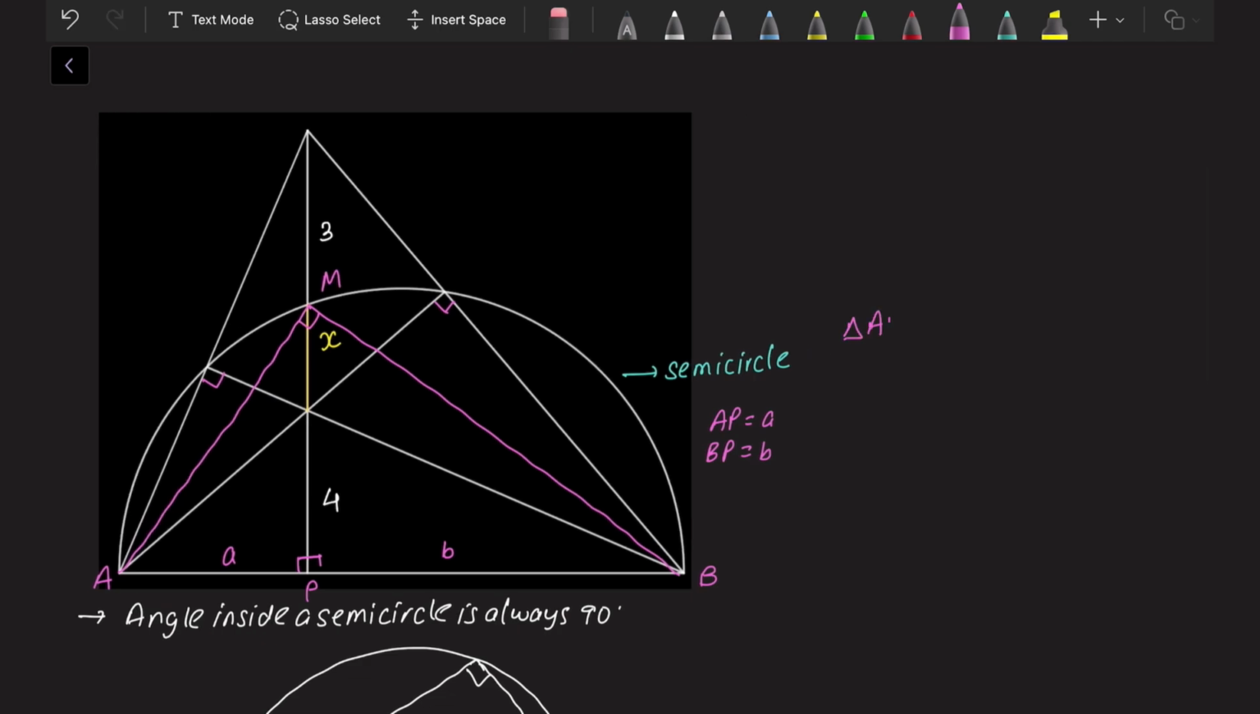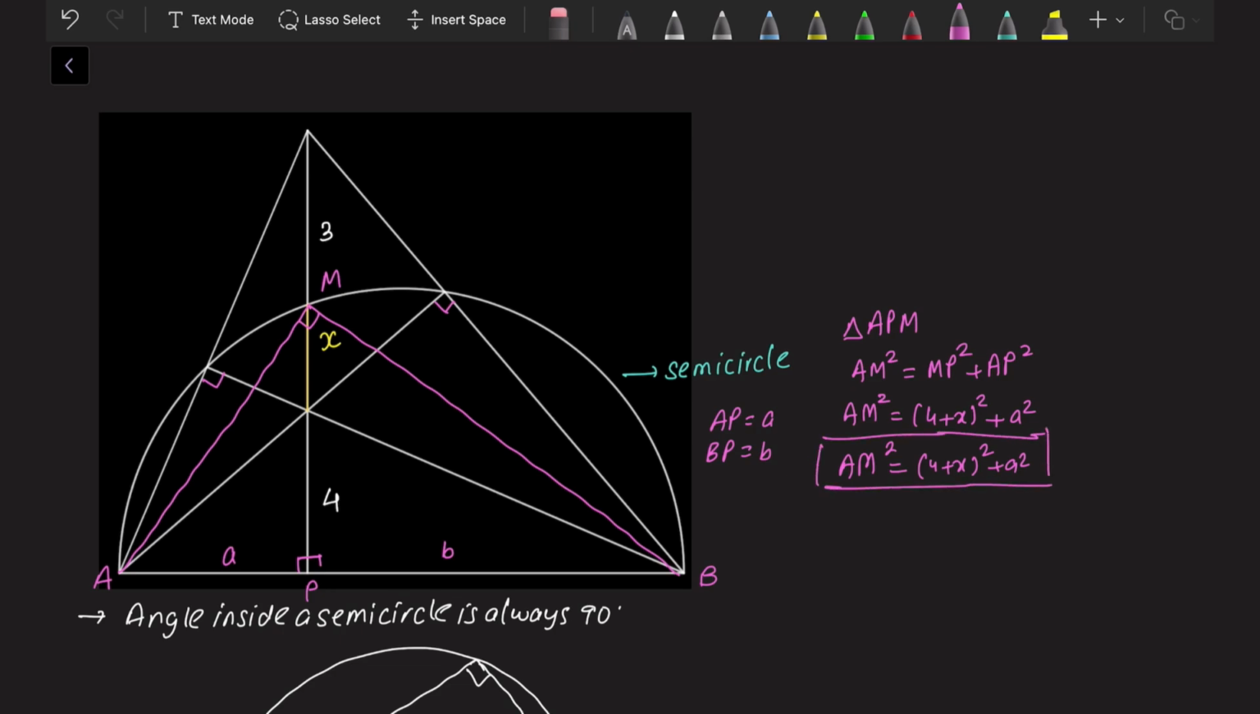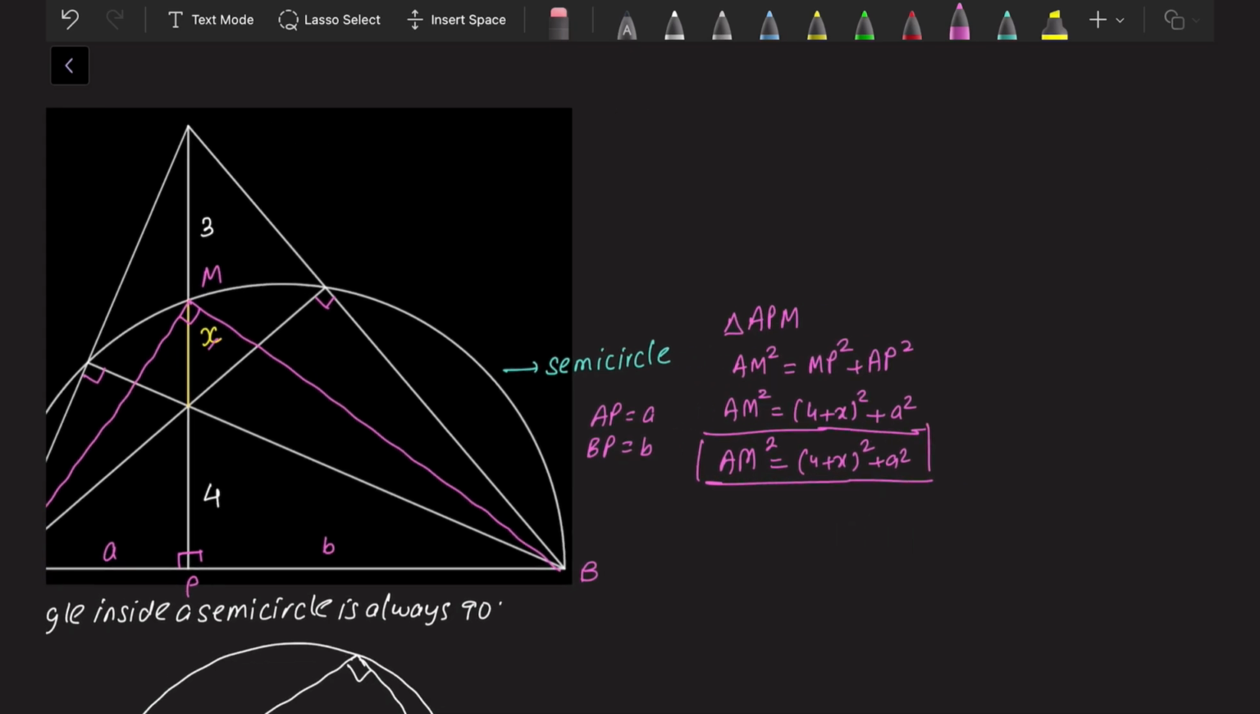So in the triangle APM, by Pythagoras theorem we have that AM square, the hypotenuse square, is MP square plus AP square. Hence AM square is equal to, what is the value of MP? It is going to be (4 plus x) the whole square, plus AP square, which is a square. So AM square is going to be (4 plus x) the whole square plus a square.